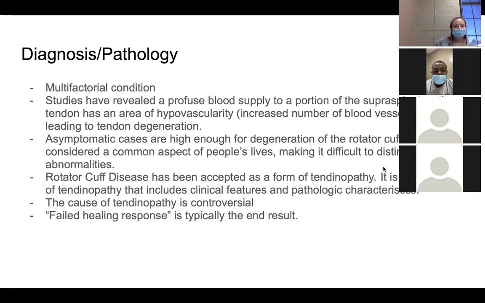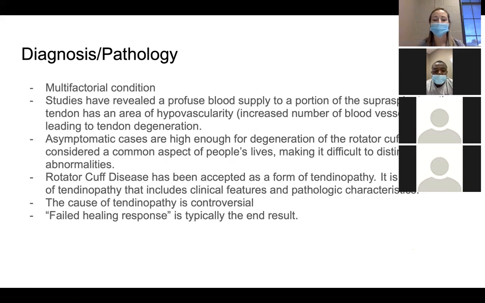For the diagnosis and pathology, there are multiple factors of this condition. Studies have revealed that a portion of the supraspinatus tendon has been an area of hypovascularity, meaning a decreased number of blood vessels, leading to tendon degeneration. There's a critical zone near the insertion of the supraspinatus. This is where the tears typically occur. Repetitive damage to the supraspinatus occurs when tendons are compressed between the acromion and the humeral head.